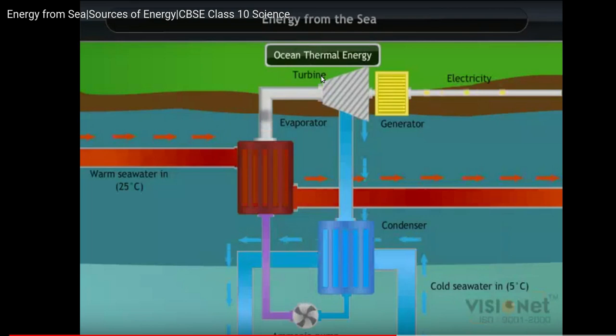Remember steam, remember the thermal power plant, right? In that also this is what we do. We take hot water and cold water and we convert it into steam. So the same thing happens over here. We take the hot water, we pass it through an evaporator, and we convert the hot water into evaporated water, which is basically steam, okay. And the steam is used to turn the turbine, which is connected to the generator, which gives us electricity.